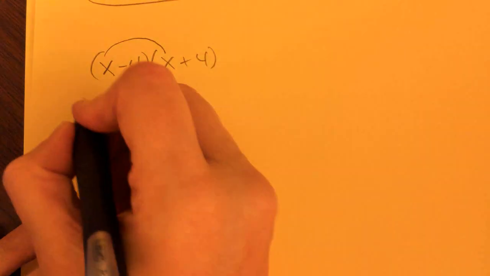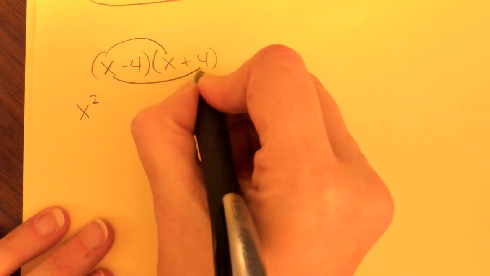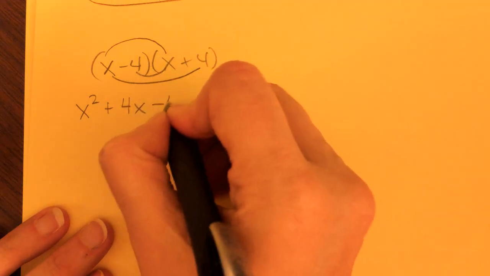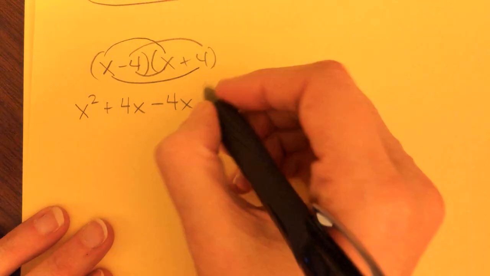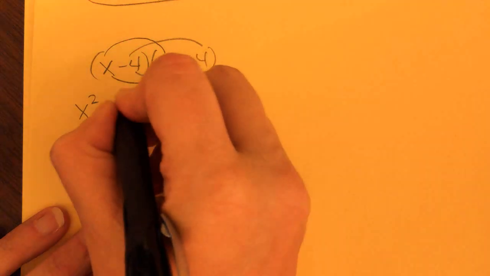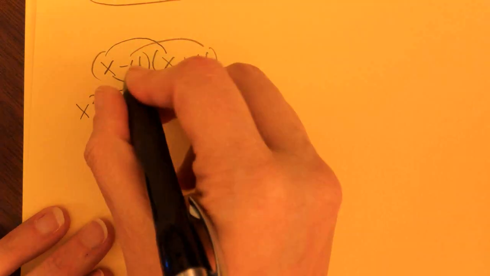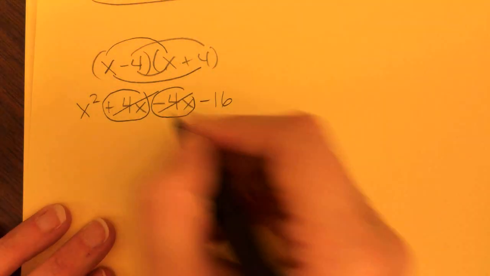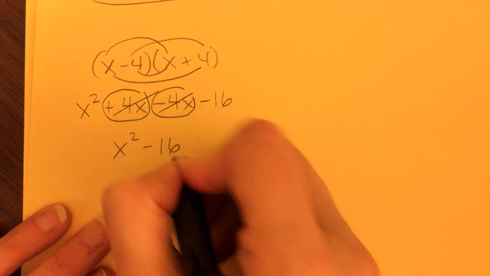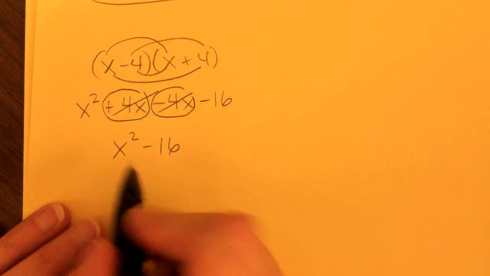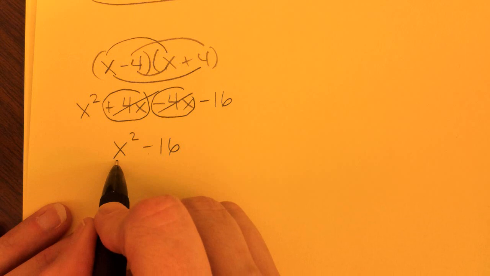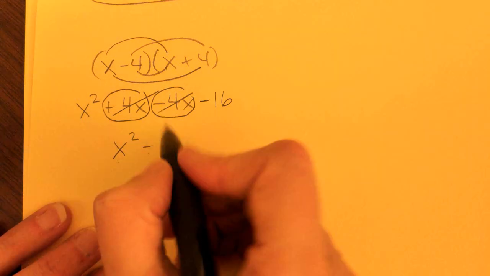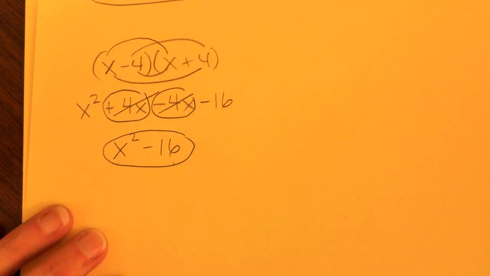Okay, we have x times x is x squared. 4 times x is plus 4x. Negative 4 times x is minus 4x. Negative 4 times 4 is minus 16. What's special about x plus 4 and x minus 4 is that positive 4x and negative 4x cancel away, leaving x squared minus 16, which is called a difference of two squares. We'll spend a whole day on this. It's a difference because it's subtraction. x squared is a perfect square, 16 is a perfect square. So it's the difference of two squares.